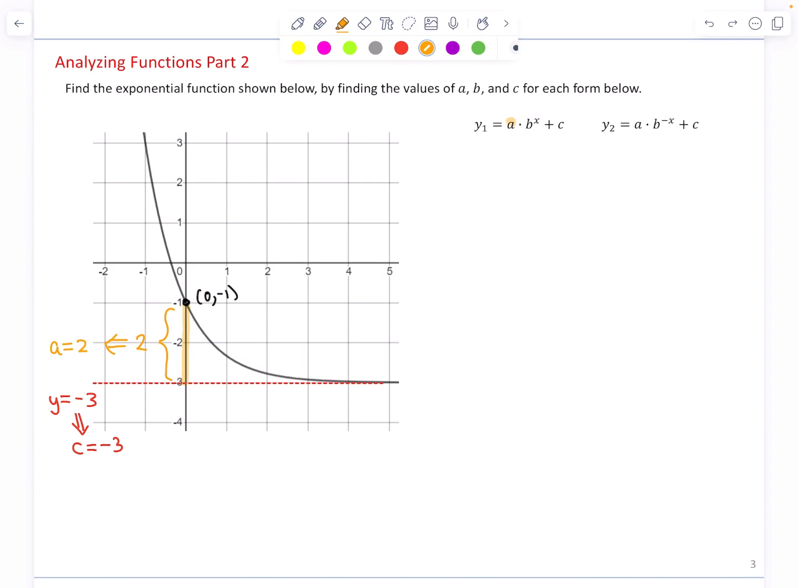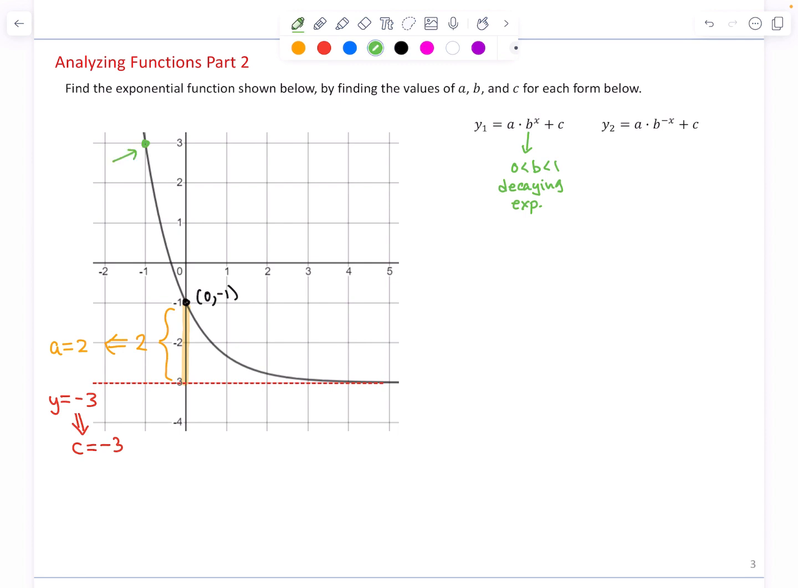But given that we only have vertical stretch and vertical shift in these forms, then the vertical stretch must account for that gap. Now this is clearly a decaying exponential, so I do expect this base in the end to be between 0 and 1. Now to find the base, we do need to find another point somewhere on this curve, and try to find one that involves only integer values.